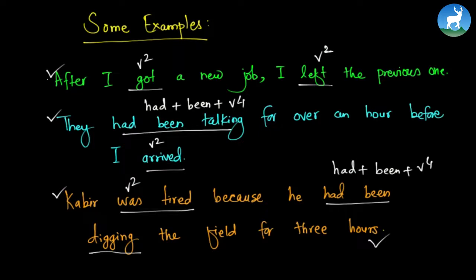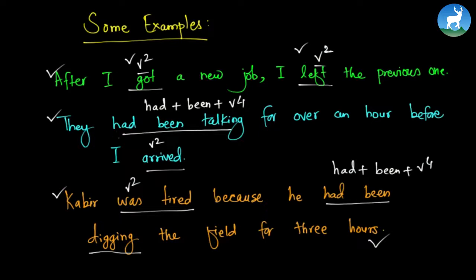Let's look at the first example. In the first example, what the example says is: after I got a new job, I left the previous one. So getting a new job and leaving the old one is happening in a simultaneous way, almost like in a parallel way. That's why we use V2, V2. As soon as I ate banana, I started eating apple, something like that, right? One incident gets completed and another incident starts. One action is complete and another action starts. In that kind of sentence, we use V2, V2.